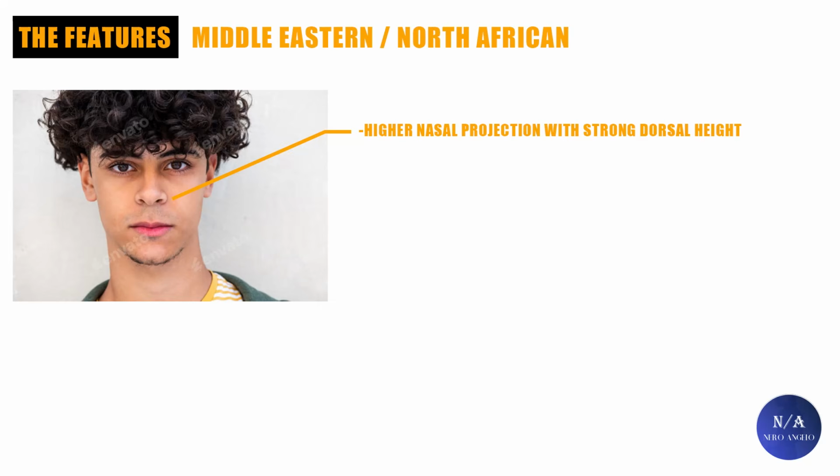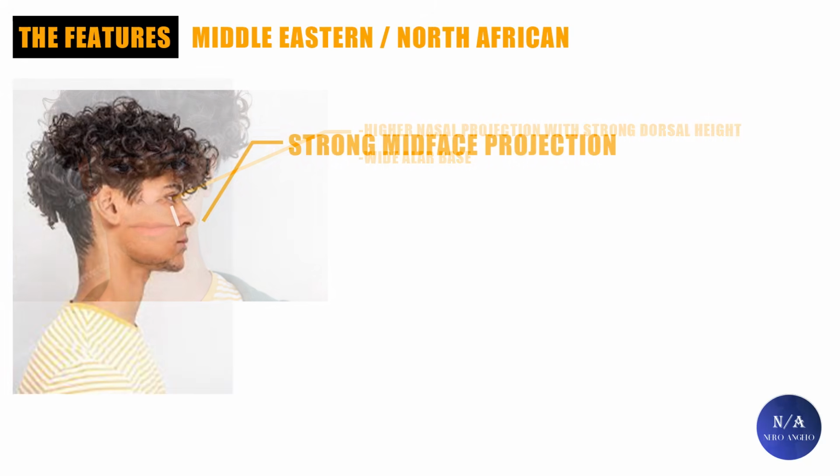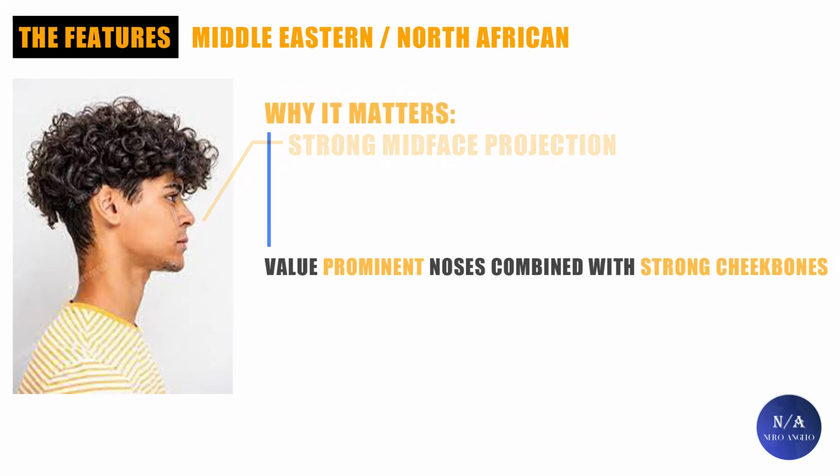Fifth, Middle Eastern or North African, for the tendencies. Often higher nasal projection with strong dorsal height but wide alar bases in some populations. Midface projection tends to be moderate to strong. Why does it matter? Many aesthetic ideals in these regions already value prominent noses combined with strong cheekbones. Interventions typically aim to refine the shape and proportions, not reduce ethnic identity.